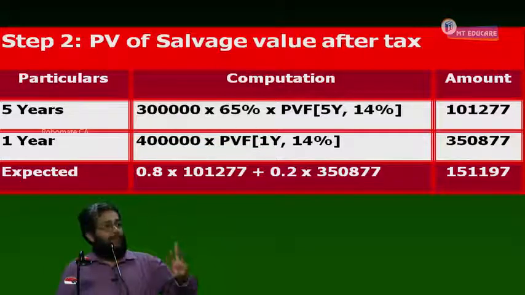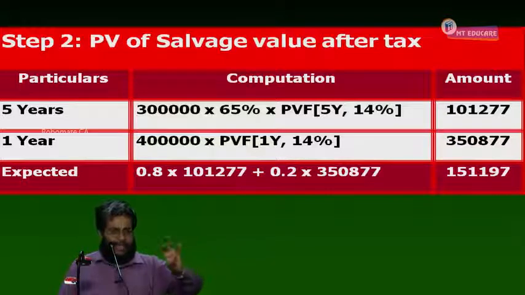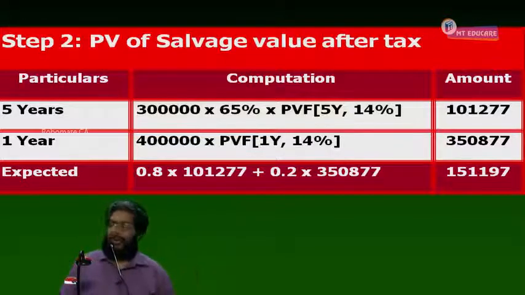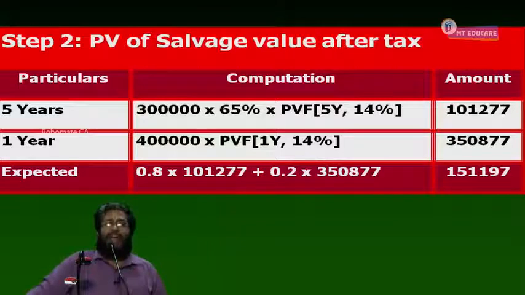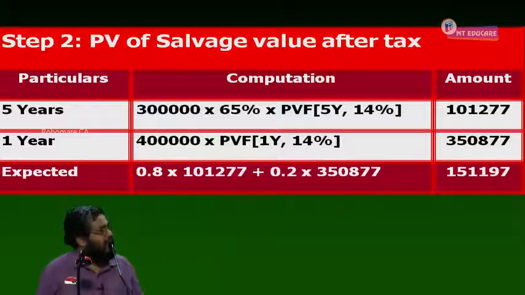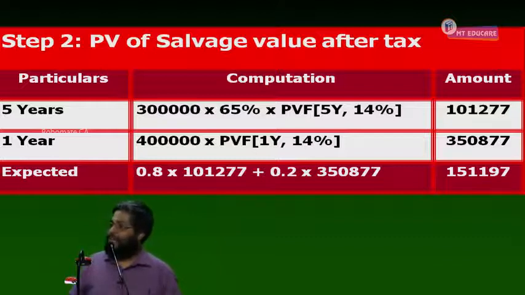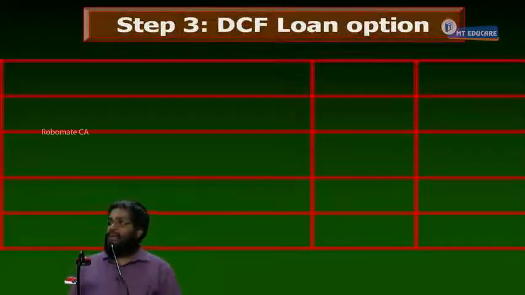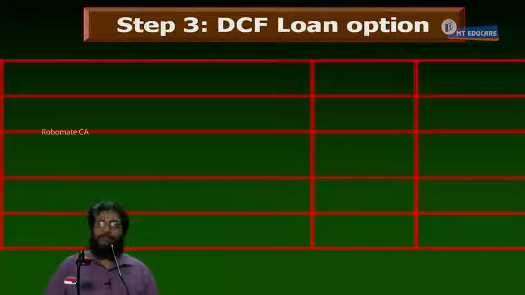Step 1, depreciation tax savings, over. Step 2, salvage value after tax, over. Now, should I calculate interest after tax and principal and discount them? No need. The entire value discounted gives how much? 5 lakh, because that is the borrowing cost discounted. So that step can be avoided. Can I proceed? Now, next step 3, discounted cash flow loan option.